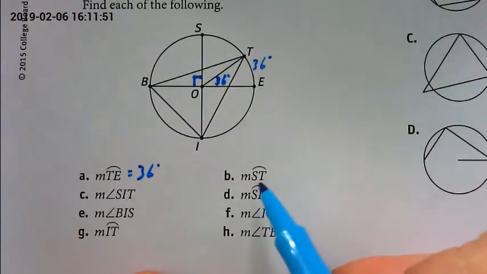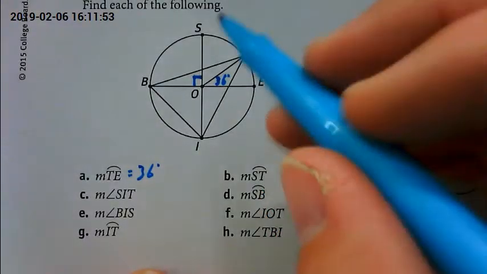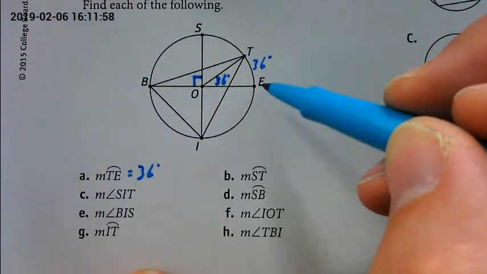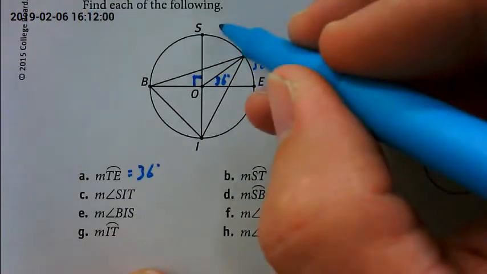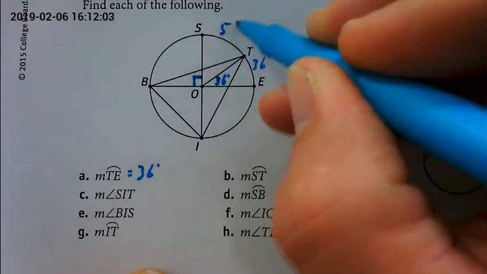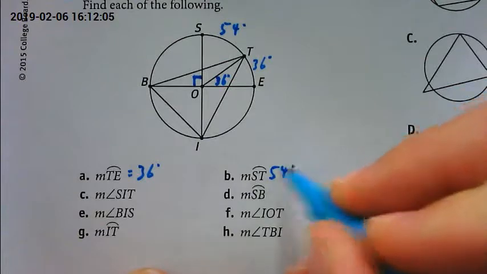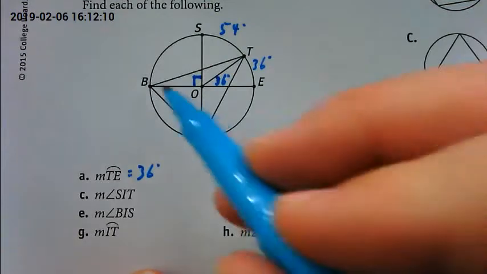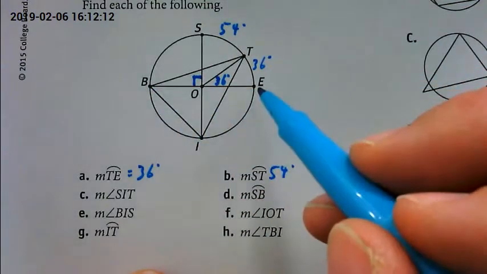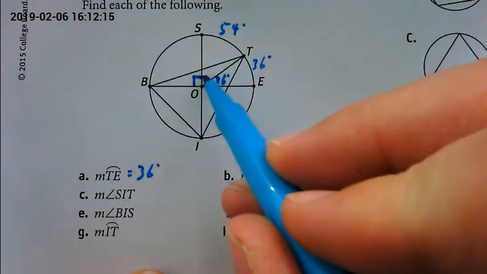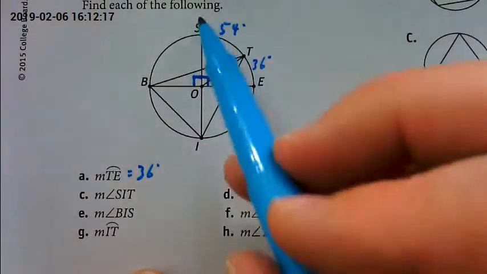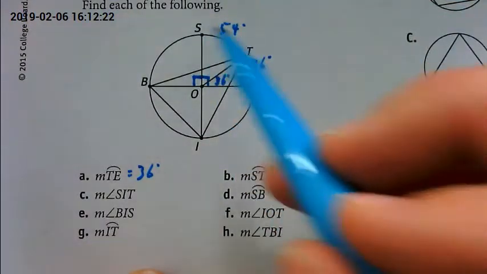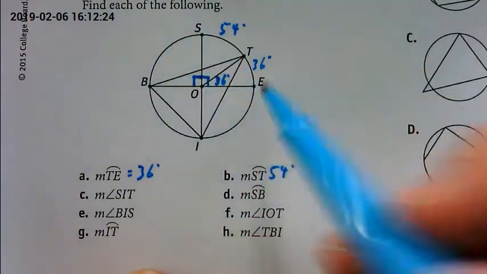Now, the next one they ask for is ST. Well, if this whole thing from S to E is 90, I can subtract the 36, and this piece would have to be 54. All right. So now, because these two they said are perpendicular, right? So then this side is also perpendicular, right? So that's a 90. So this is a central angle. So this piece would also have to be 90, because again, the arc and the central angle must be the same.